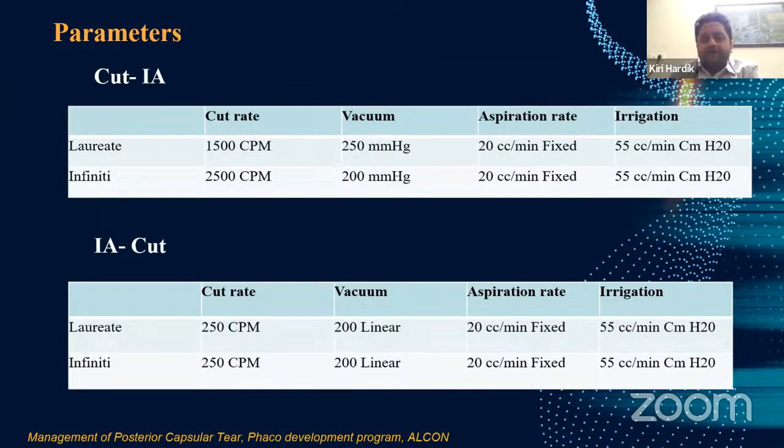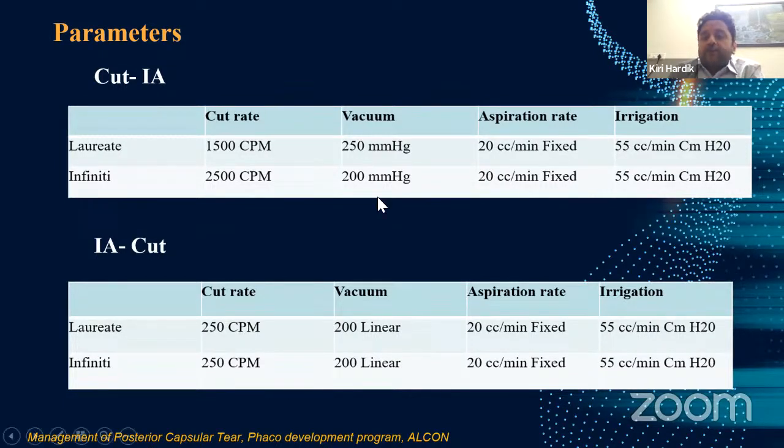So these are the parameters which we usually keep in our machines. During the cut mode, when you want to do an anterior vitrectomy, whatever highest possible cut rate is available in your machine, you can put it. Like in the Laureate machine, the highest cut rate available is 1500 cuts per minute. In Infinity it is around 2500. But in newer generation machines, there are very excellent cut rates available, around 4000 or 5000 cuts per minute. So while doing the anterior vitrectomy, put your cut rate at the highest available in your machine.